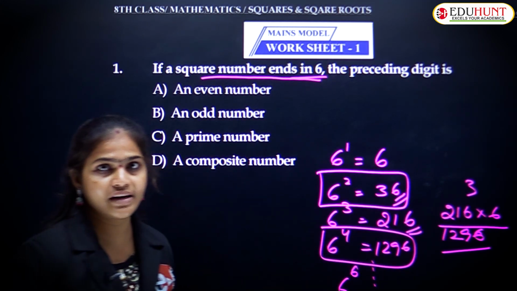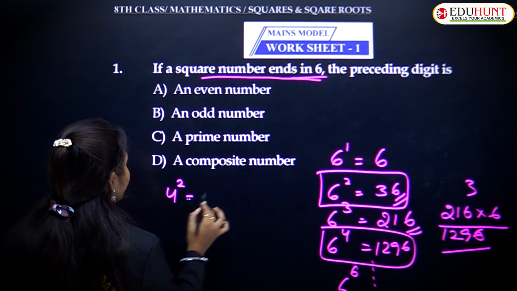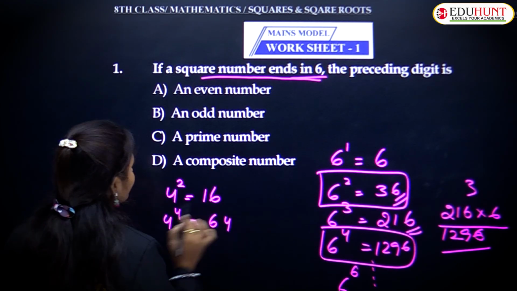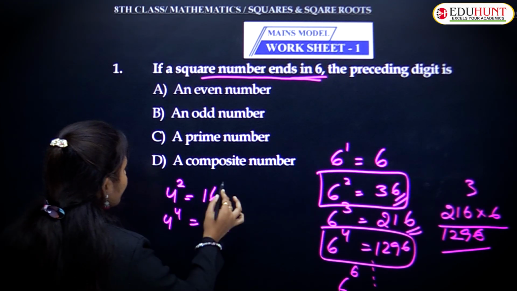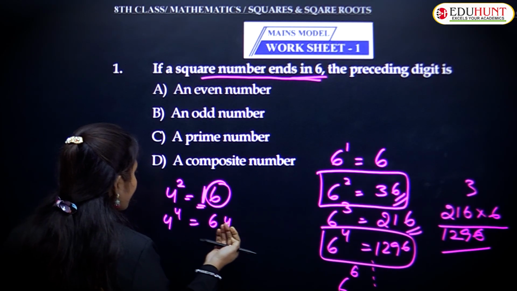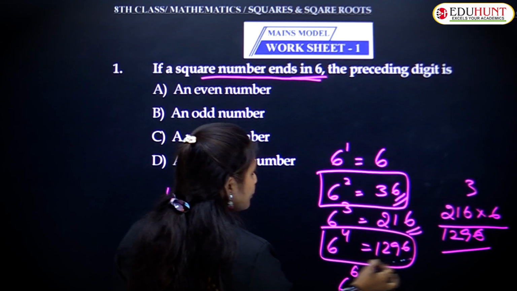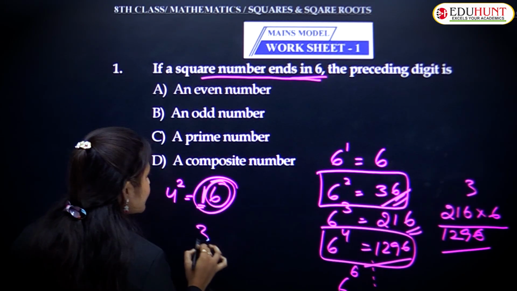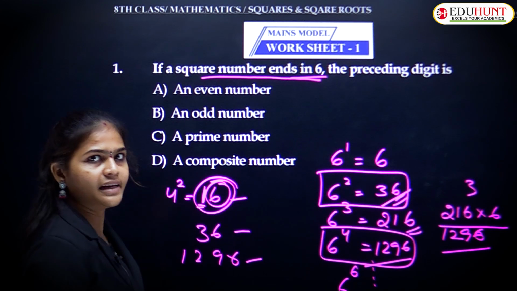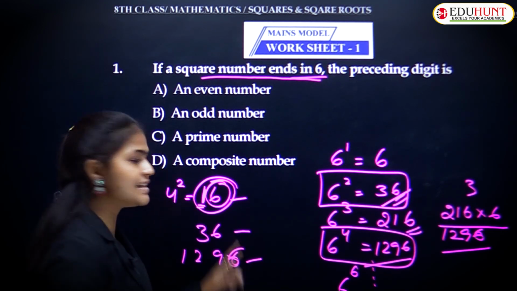In a similar way we can take 4 values also. 4 square is 16, 4 power 4 is 64. Or a square number ends in 6. So let us check the values: here 16, here 1296, here 36. Let us consider these 3 numbers. These 3 are square numbers, right? These 3 square numbers end with the digit 6 only.